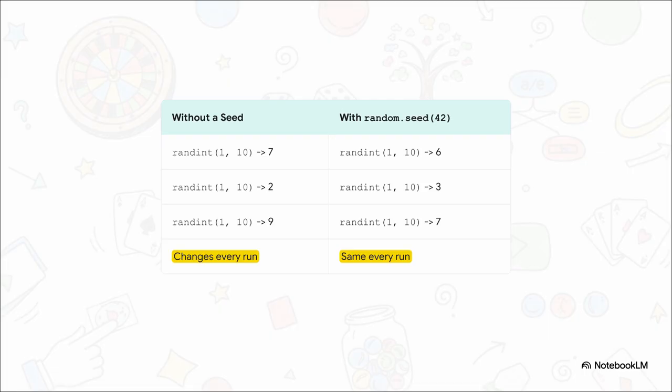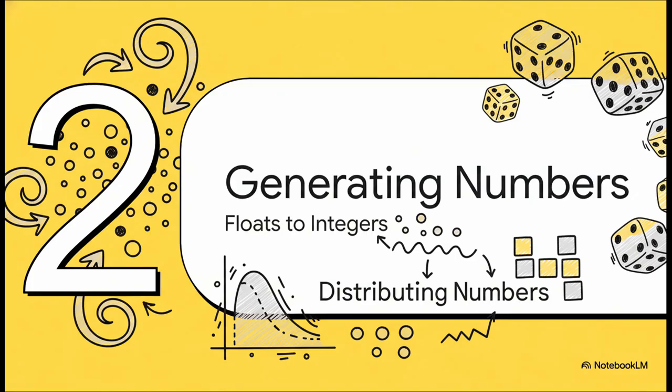When you give it a seed, like we did with random.seed(42), you get the exact same sequence of random numbers every single run. This is a game changer for testing your code because it makes your results reproducible. All right, let's get our hands dirty and look at the first set of tools in our module.